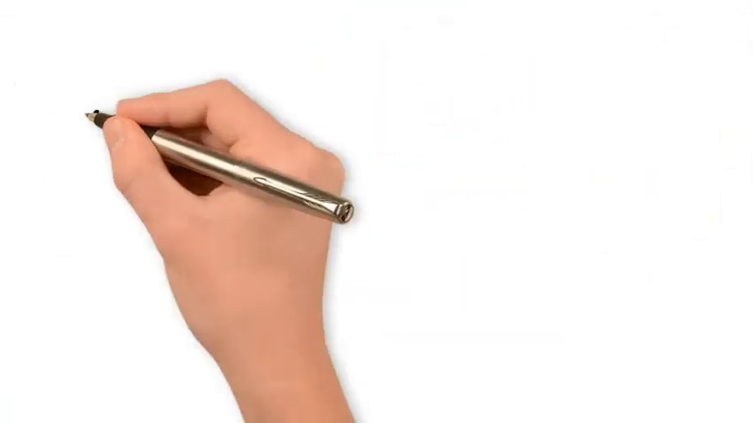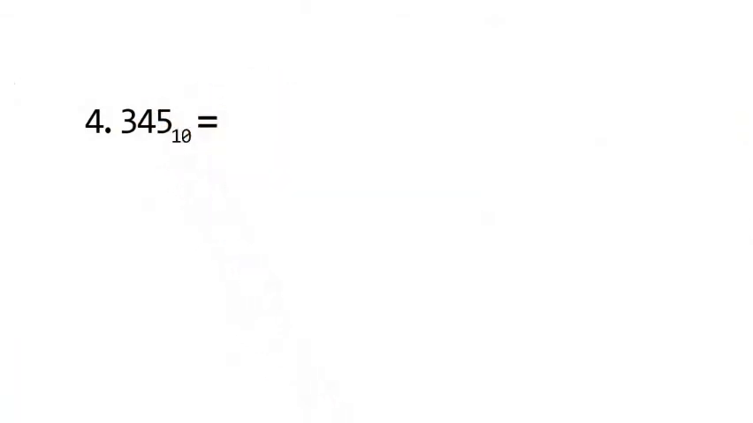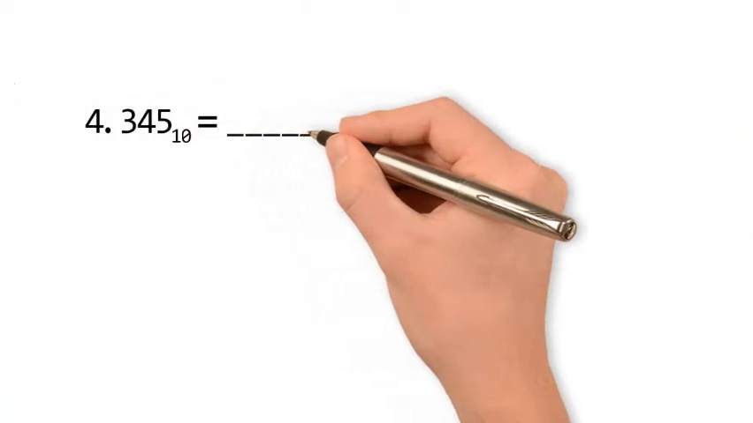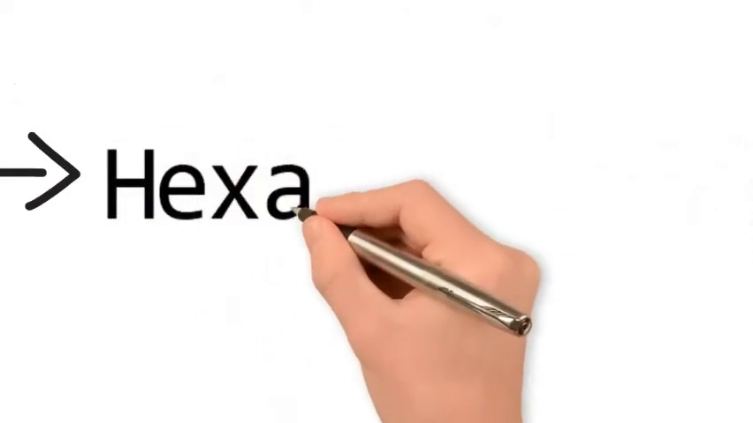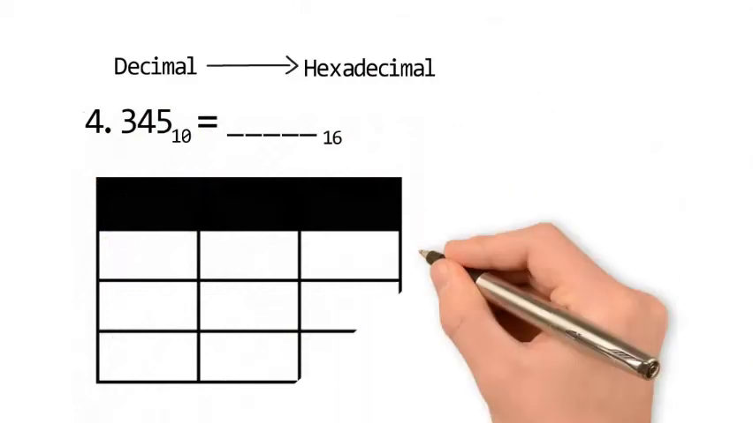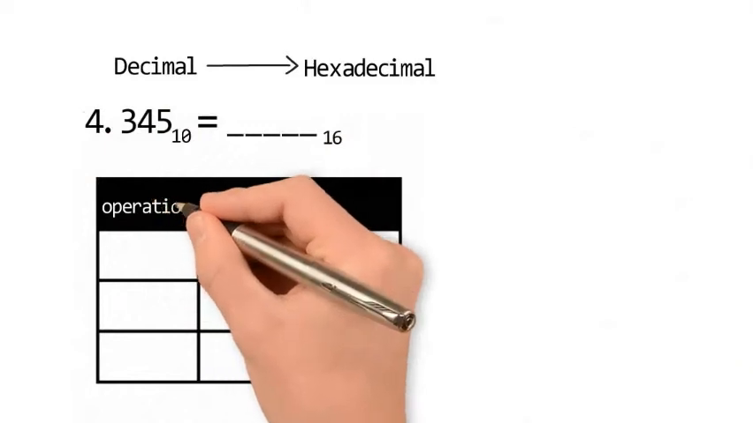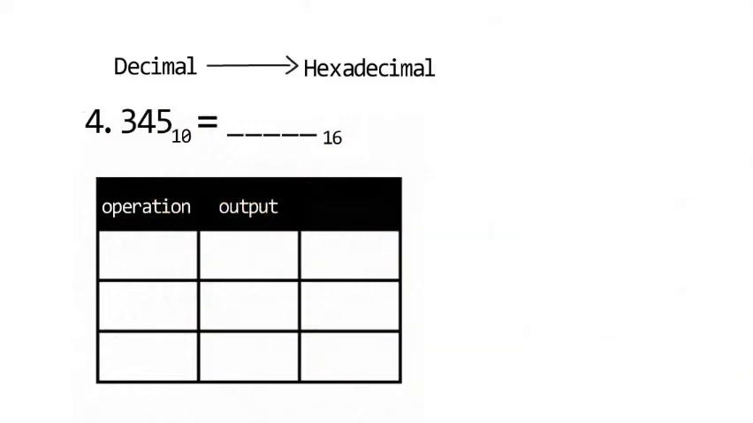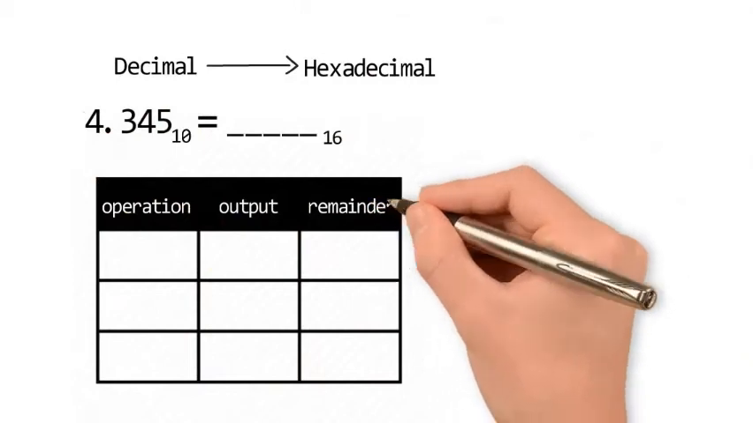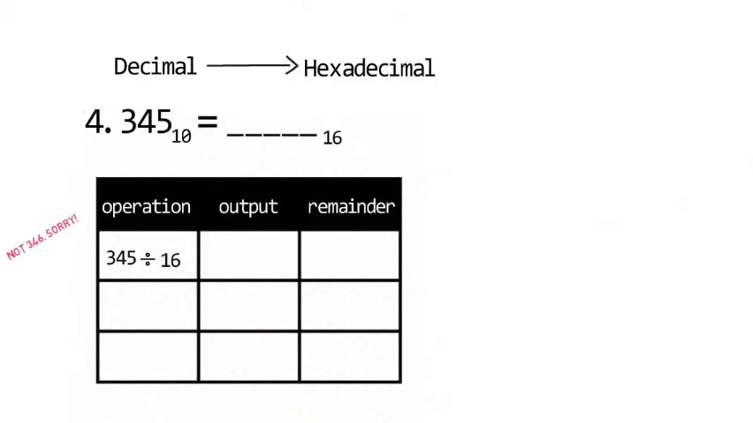Now let's proceed to number 4. We have 345 base 10. So that's decimal, and we will convert it to a number base 16. So that's hexadecimal. So this is a decimal to hexadecimal conversion. To solve this, we can use a table. So we can say here is the operation, and then the output and the remainder. So we will first divide the 345 by 16.